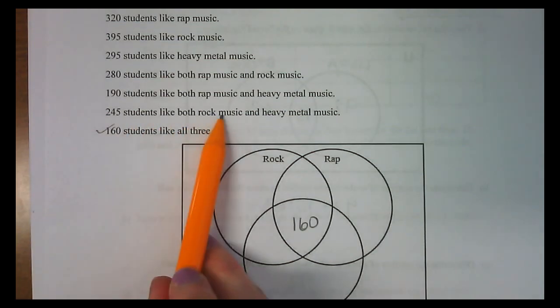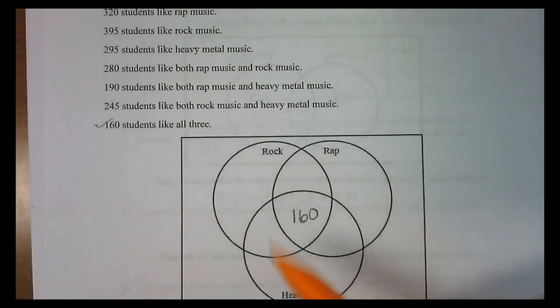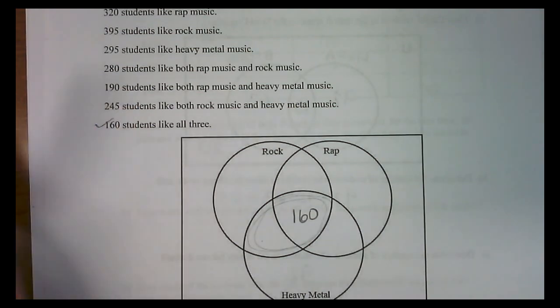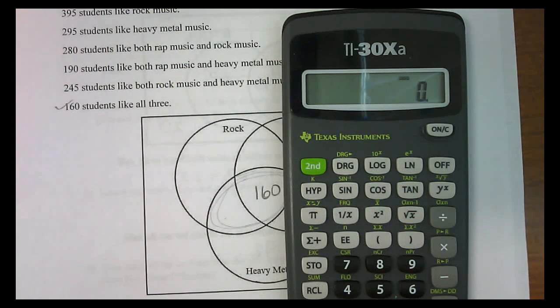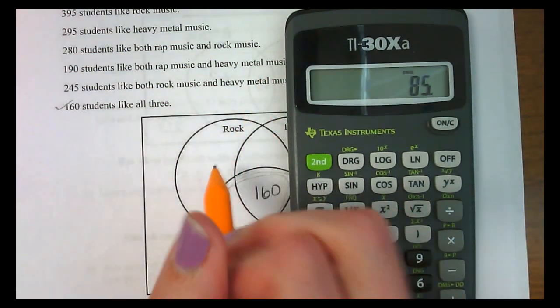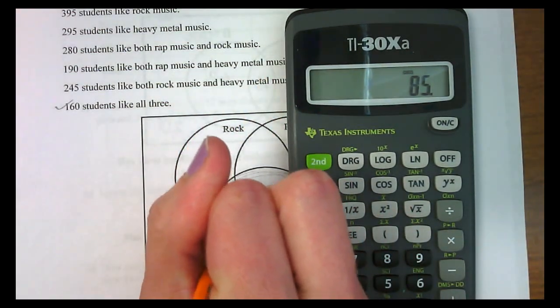245 students like both rock music and heavy metal music. So that would be this location right here. I know that this total has to be 245. So I'm going to take out the 160 from that. That's already there. So that leaves me with 85.